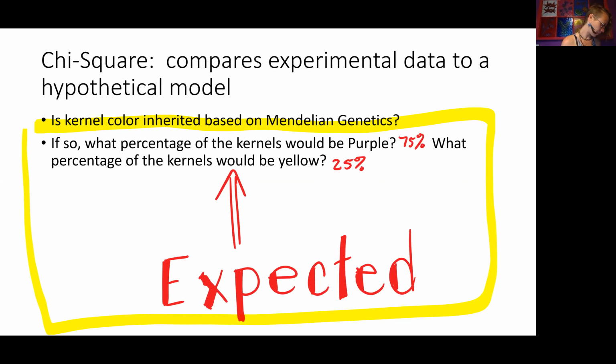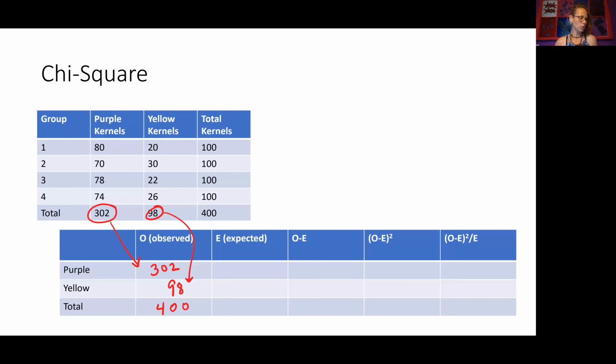Okay, we're on page 107. To start your table, you're just filling in the table that's already there for you. We need to put in our observed data. So total, we counted up 302 purple kernels and 98 yellow kernels. At the bottom of that column, add them together and make sure it equals 400. That's always a good check to make sure you're doing your numbers right.